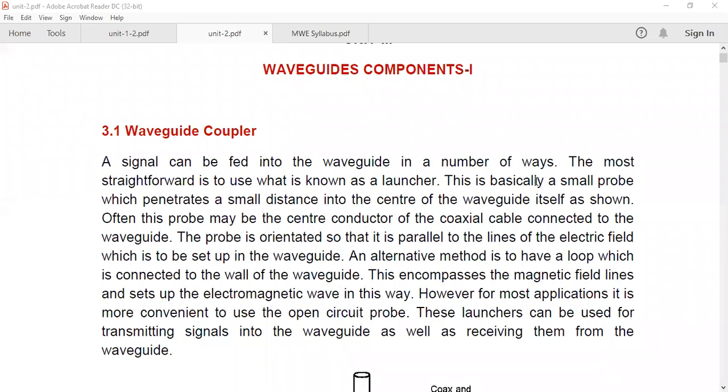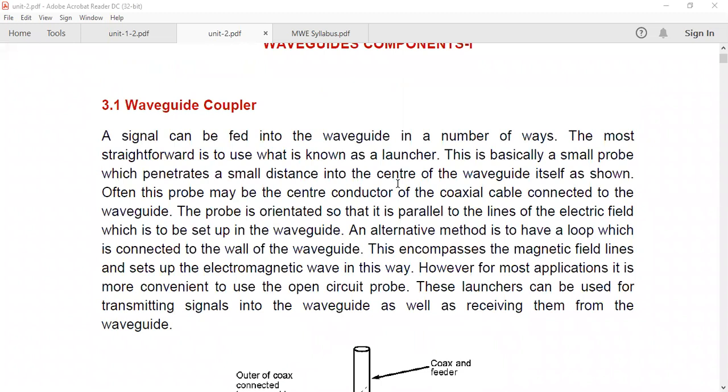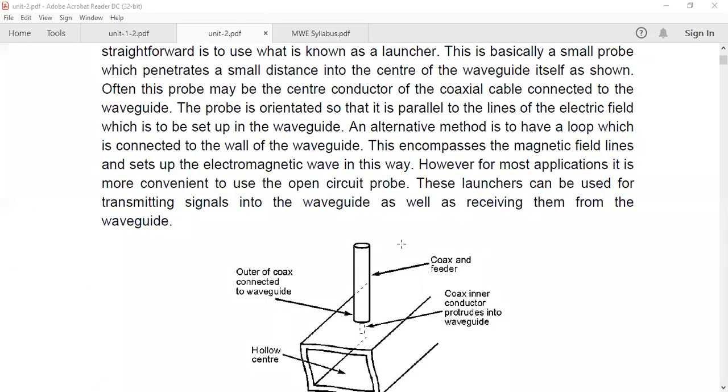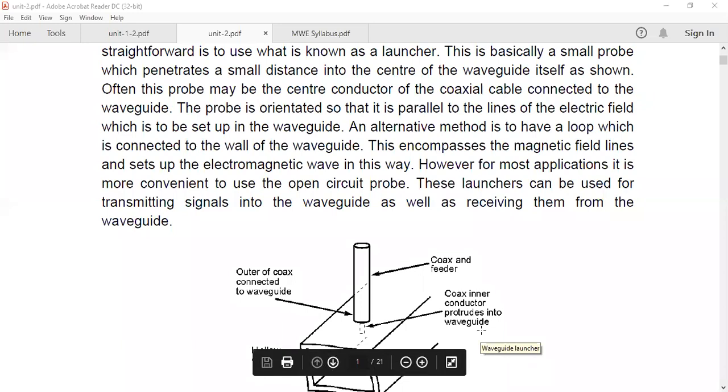So to connect one device to another device, we have different types of components here. We have the waveguide couplers. In waveguide couplers, suppose one of the transmission lines is a waveguide. We need to give some input or power to the waveguide, or we can receive power from another source, or use it as a transmission line between some source and destination. For that purpose, we require some waveguide couplers, to feed or give the input to the waveguide.